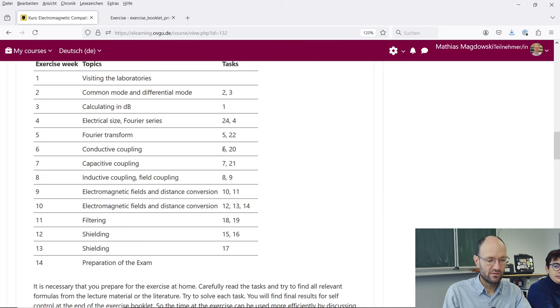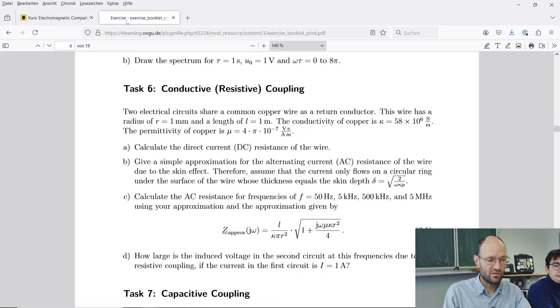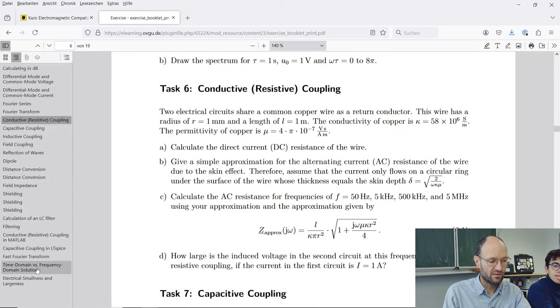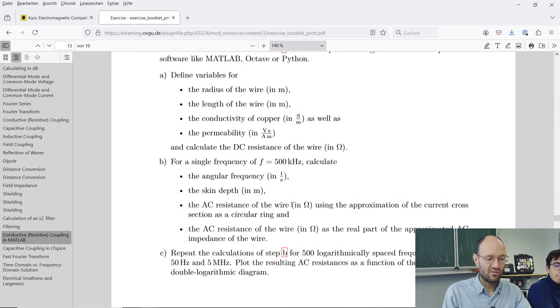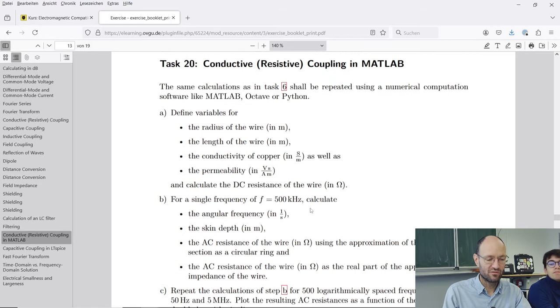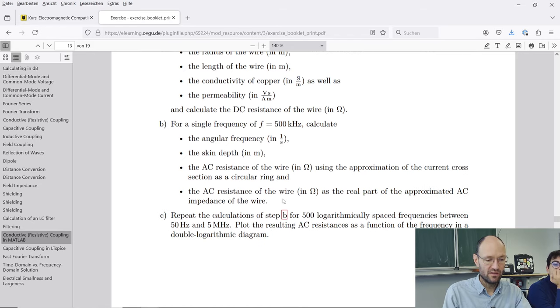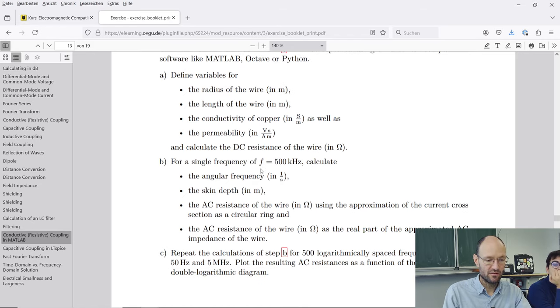And so the other task for today that is mentioned here is task 20. And task 20 also deals with conductive coupling. And so we have partly done this. I will also copy this in a second to a second sheet. And so we have already defined these variables and so on, and now we should do this for more frequencies.